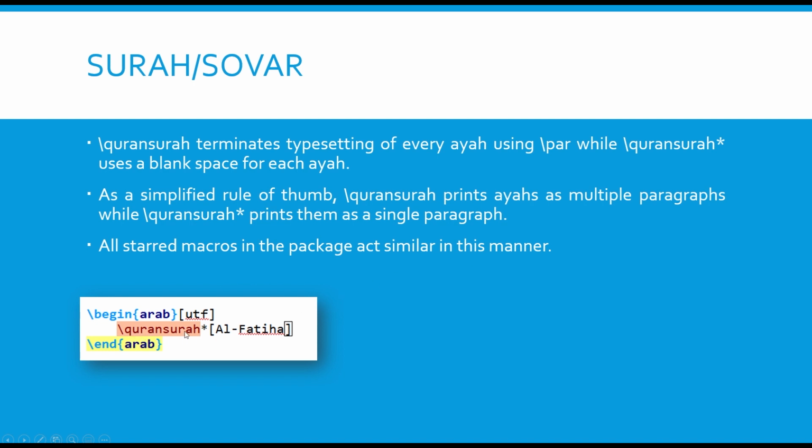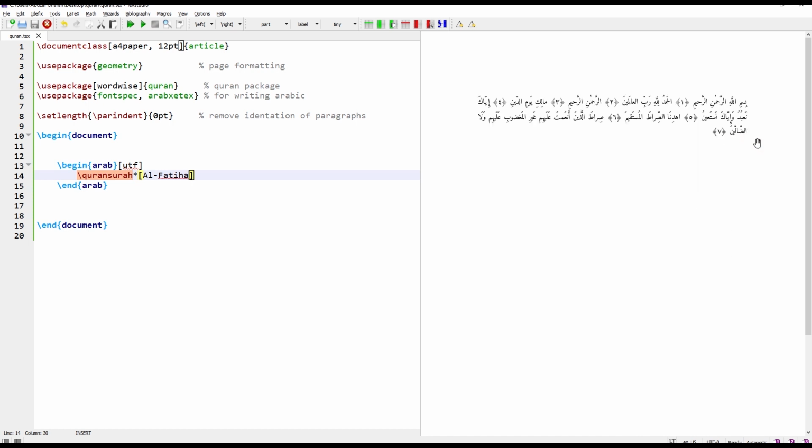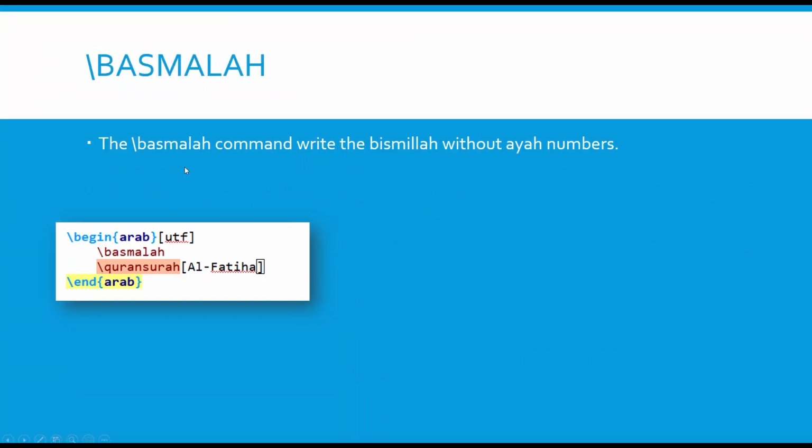For example, \quransurah star Al-Fatiha. It will write the first surah of the Quran within one paragraph. Let's see here. \quransurah star Al-Fatiha. Now all the ayahs of the surah are coming in one paragraph. The bismillah command writes the Bismillah without ayah numbers.